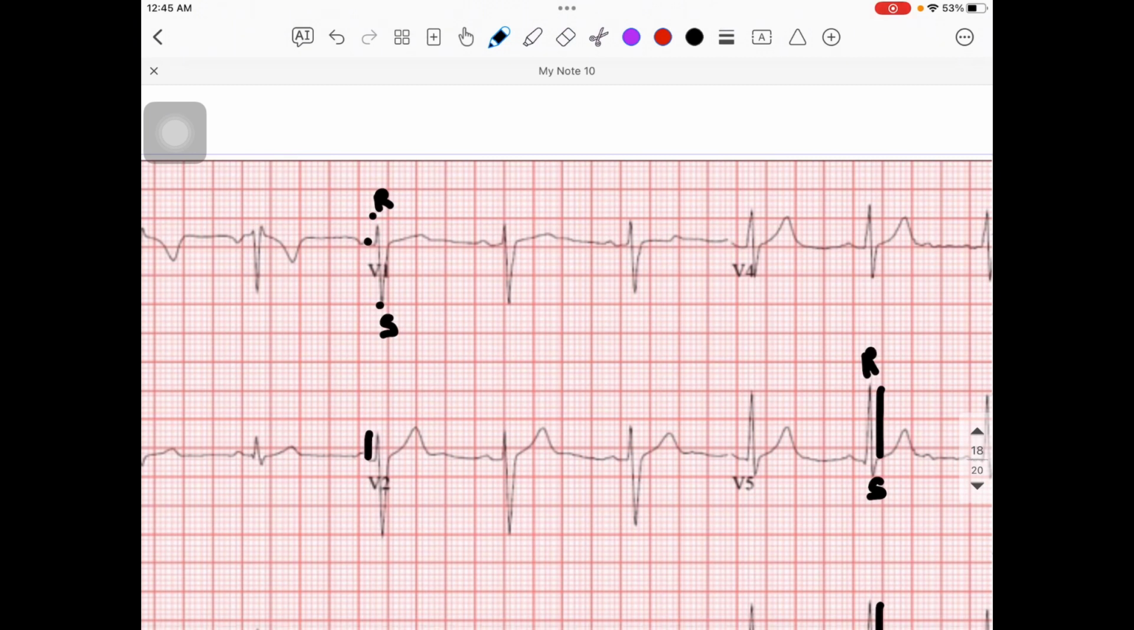So as we progress from V1 to V6, the chest leads, the R wave progression will also happen. This is called a normal variant in the ECG. Normally, R wave progression is also one of the criteria where we analyze the ECG, and we can say how the R wave progression is.